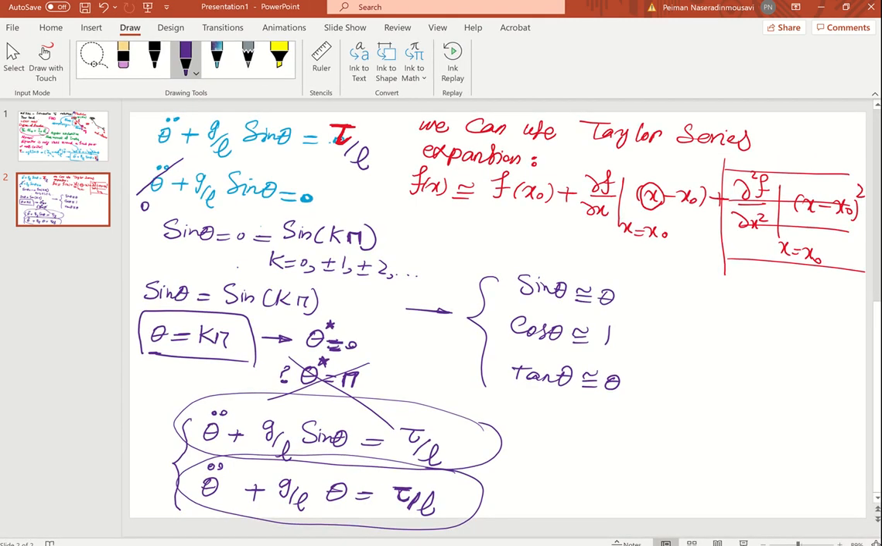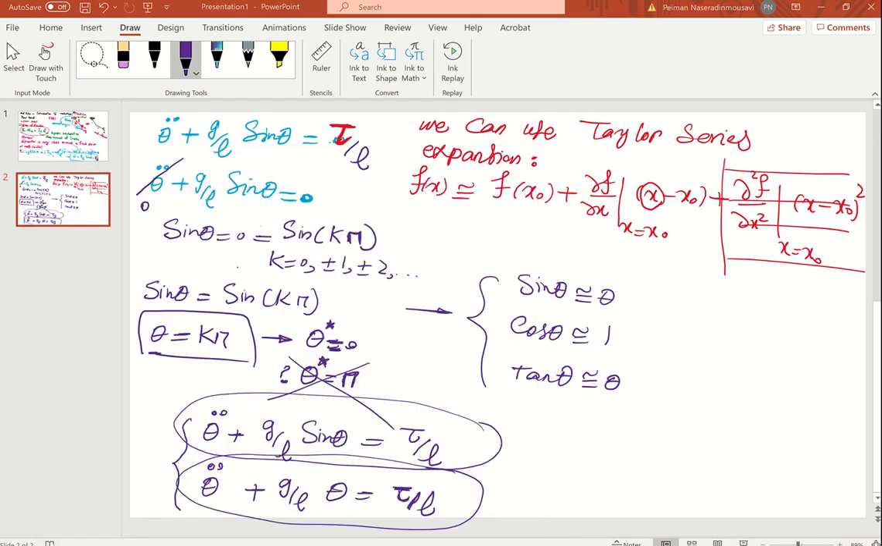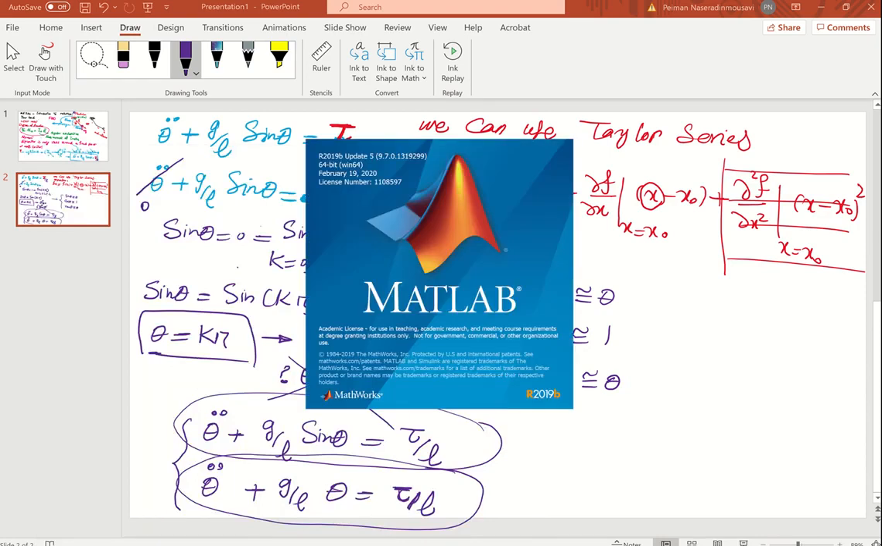Now let me go to the Matlab. Okay, this is Matlab. So I want to see what's the difference between this and this, because eventually when you become a robotic engineer, you have to know how to design a controller for the robotic system and what is the effect when you apply that for the linear system or for the nonlinear system.